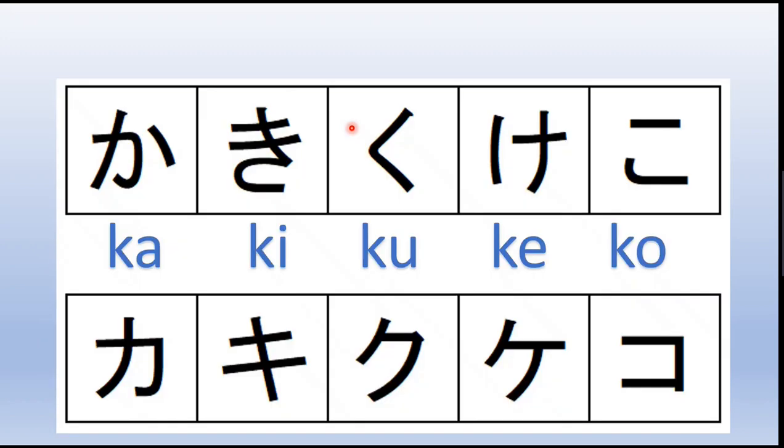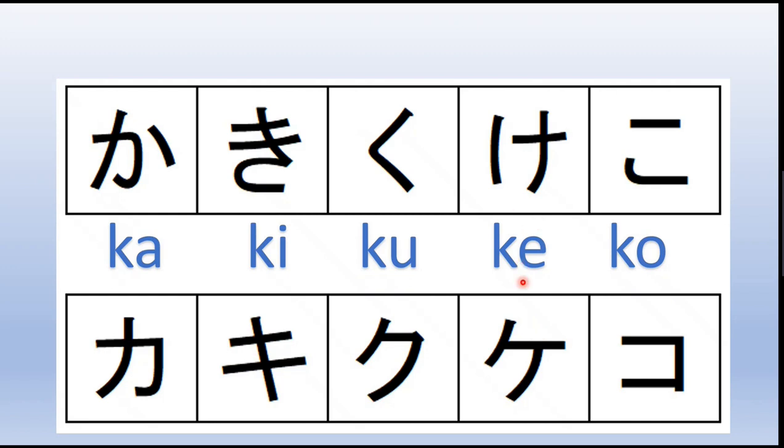The next line in the alphabet system, or the sound system, is ka, ki, ku, ke, ko. This line represents the hiragana alphabets ka, ki, ku, ke, ko, and this line represents the katakana ones. As you can clearly see, the ka alphabet is almost the same in hiragana and katakana. There is strong resemblance. Same is the case with ki. There is strong resemblance. Ku is a bit different, but ke is again similar.